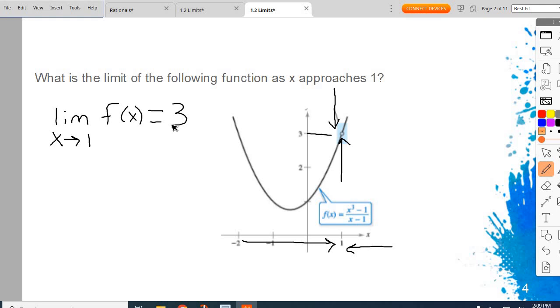Now, notice that here, we don't have a filled in dot. I don't have an actual value at 1. But as far as the limit is concerned, it's just what y value am I getting really, really close to? It doesn't actually have to get there. Does that make sense? So sometimes we'll have holes in our graph. I don't have an actual f of 1 value, but I do have a limit value at that point.